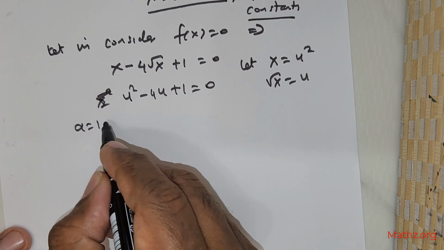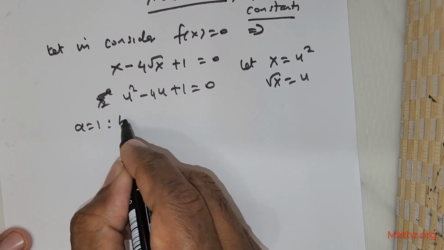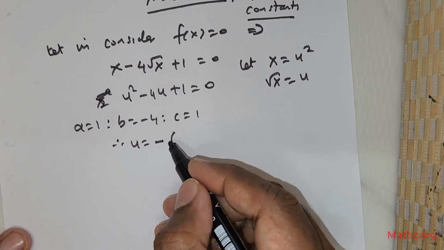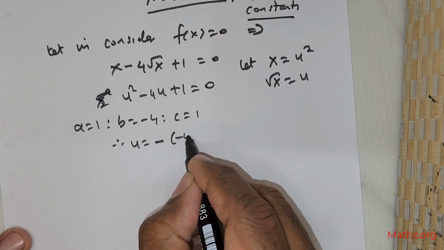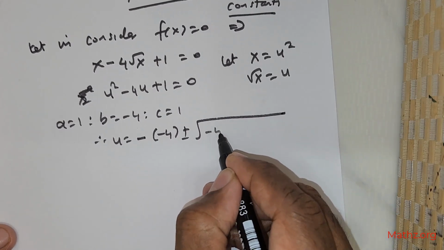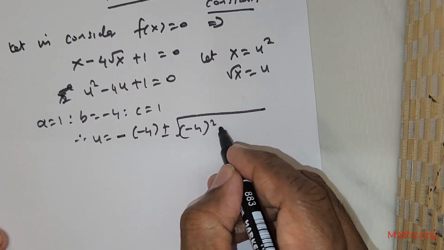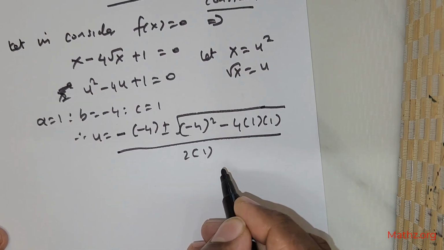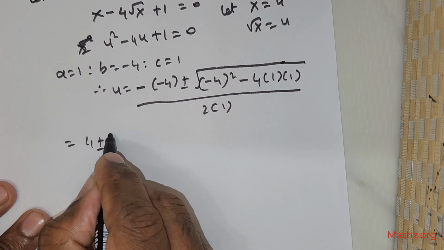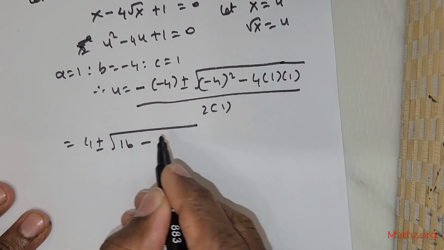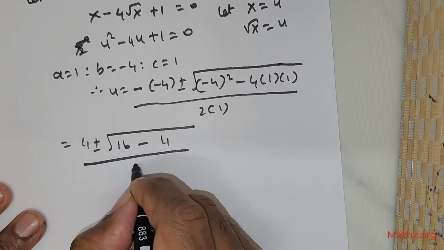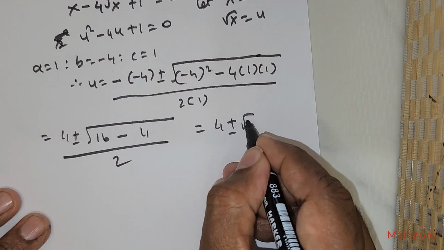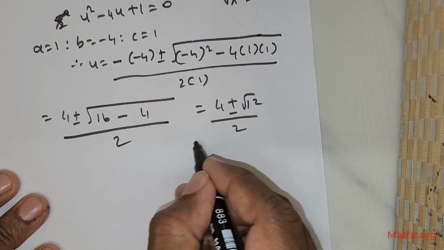So I'm using the quadratic equation to solve this. So a is equal to 1, b is equal to negative 4, c is equal to 1. So therefore u is equal to negative b, so negative of negative 4 plus or minus root of b squared negative 4 times a is 1, c is 1, divided by 2 times a. So this would give me 4 plus or minus root of negative 4 squared, that's 16, negative 4 divided by 2, which is 4 plus or minus root of 12 divided by 2.